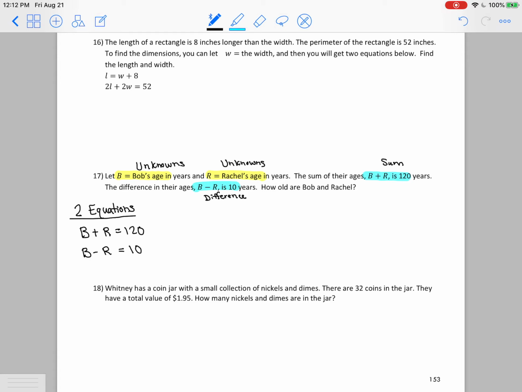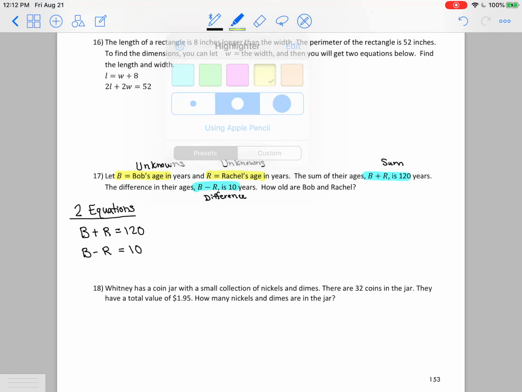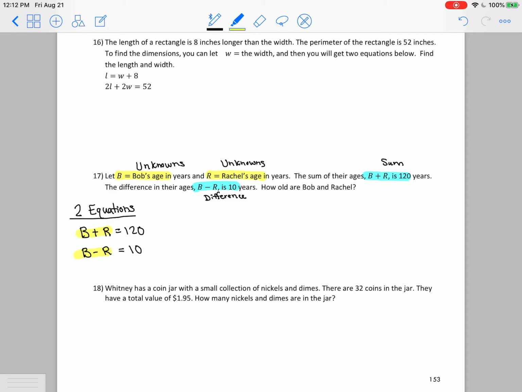All right, so we need to solve these two equations. And I want you guys to notice that our B and our R are on the same side of the equation for both of these. So in my opinion, this is set up really, really well for the elimination method. You can choose to do substitution if you'd like to. It doesn't really matter. All right, so I'm going to bring this over here.